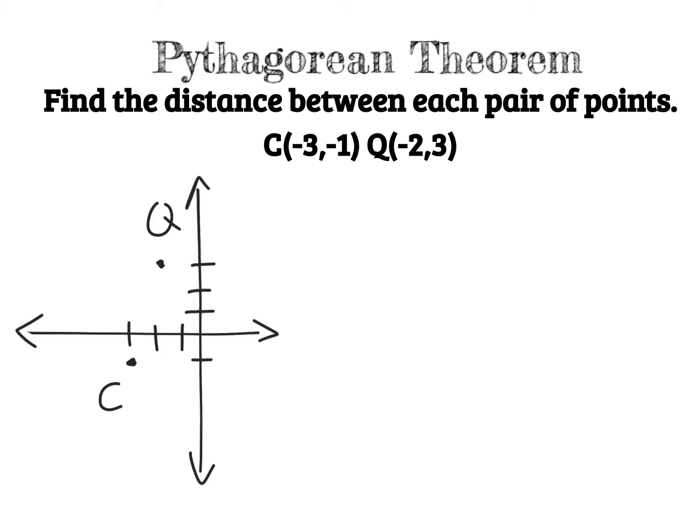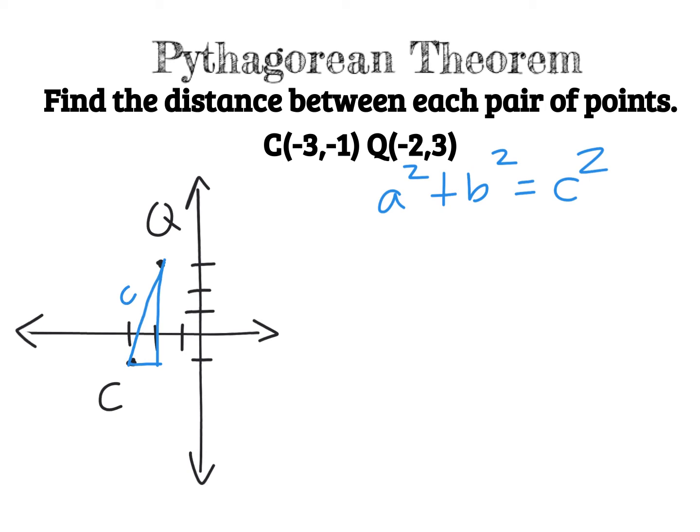Okay, so here we're trying to find the distance between C and Q. I want to find the distance using Pythagorean theorem, right? So Pythagorean theorem, I have to do my triangle. I have to draw it. So I'm going to draw a triangle here. And my formula is a squared plus b squared equals c squared. All I have to do here is count. Remember that diagonal is c. That's what I'm trying to find.